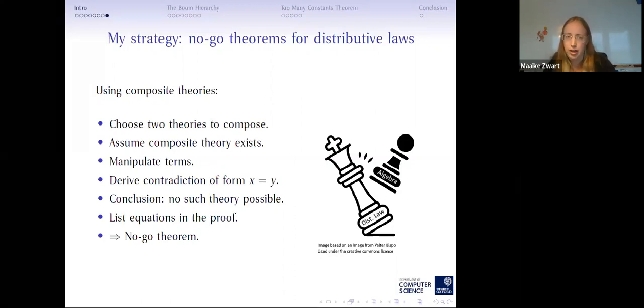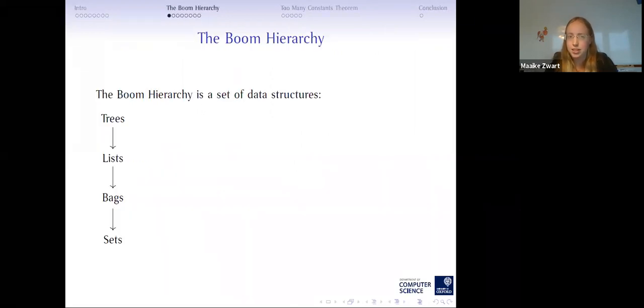So now, instead of going more into detail about these proofs, let's have a look at their consequences. And I really like to use the Bohm hierarchy for this. It is a hierarchy of data structures that starts with trees, then lists, bags, and sets. And when I first learned of this hierarchy, I thought the name was obvious because, well, I'm Dutch, and in Dutch, boom means tree, so I thought it was just called the tree hierarchy.